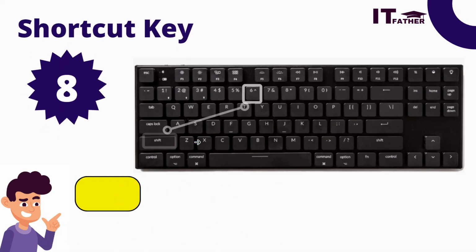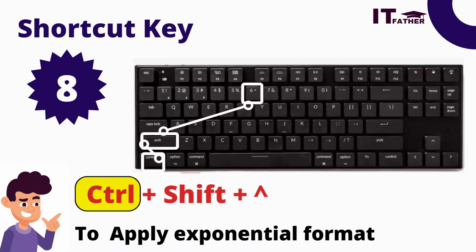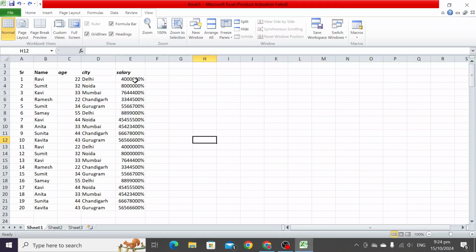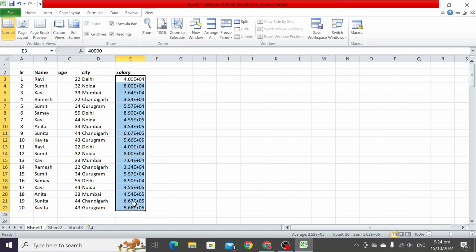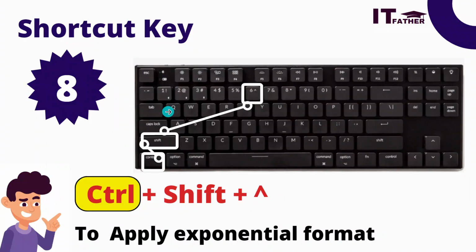Now next we have Ctrl plus Shift plus Caret, the exponent symbol. It will convert your data into exponent format. Just select the numeric data and press Ctrl Shift Caret. Automatically it will be converted into exponential format.